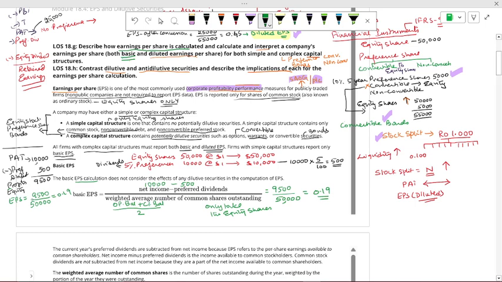Is it clear to you? Clear. Is it difficult? No. If you are asked to calculate the diluted, you just add the 10,000 at the denominator, right?